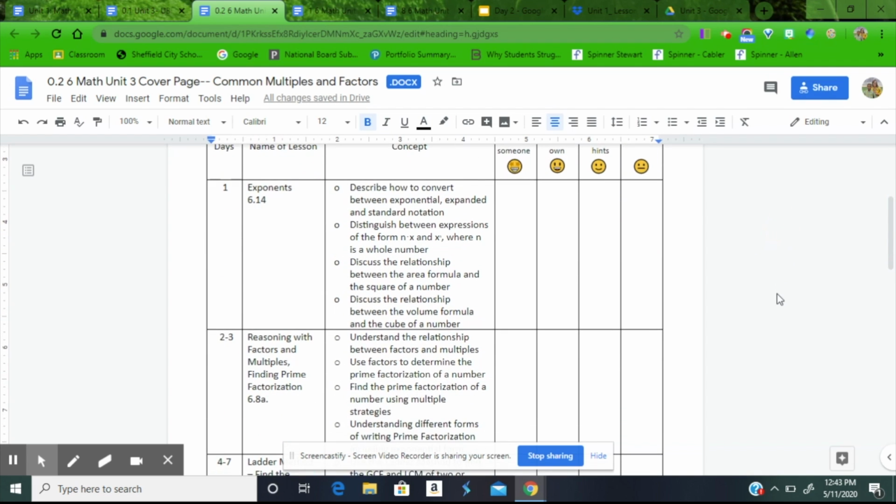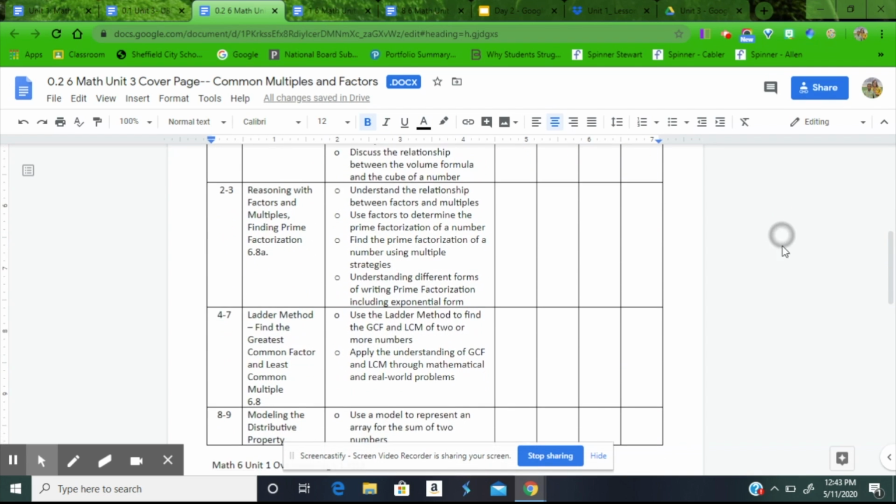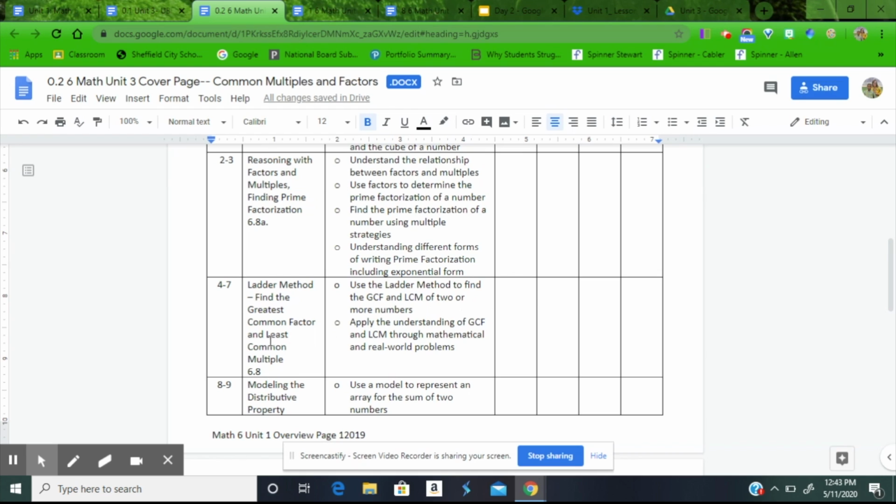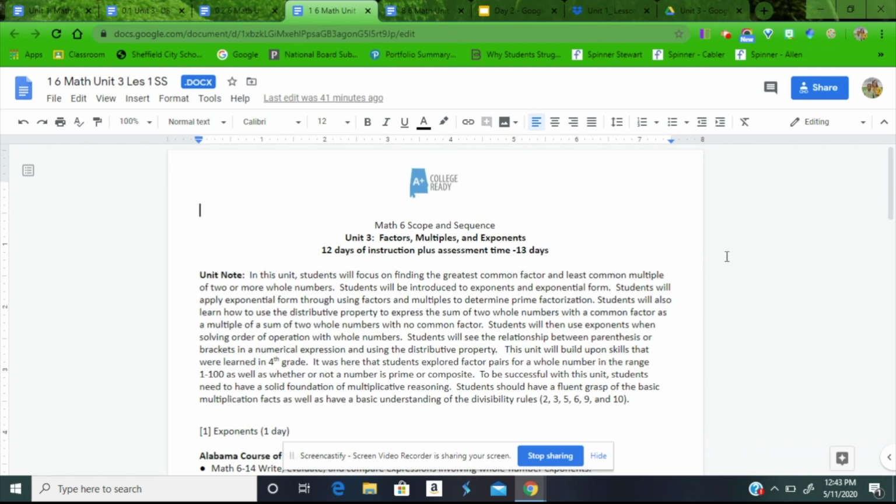If we scroll on down here, we find ladder method, finding the greatest common factor and least common multiple on days 4 through 7. Here you have your kid-friendly I can statements, and those are referenced throughout this lesson, and really focus on those so you can make sure that the students are meeting those standards, that they are getting what they need to get. All right, let's move on.